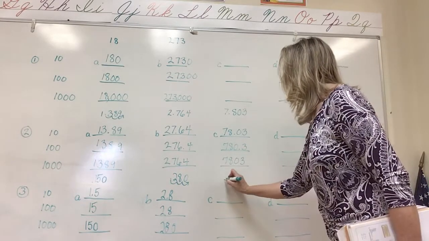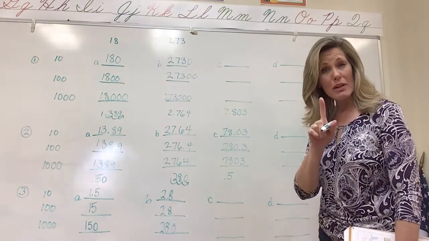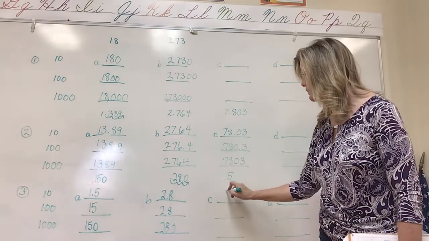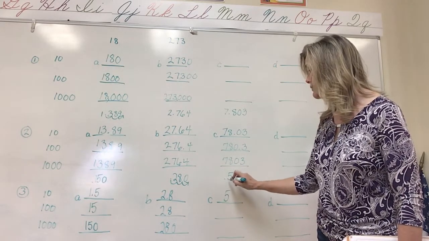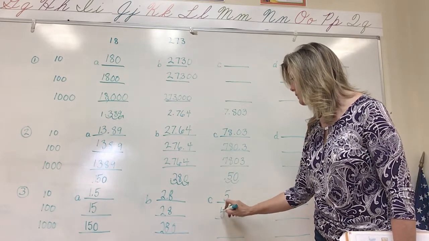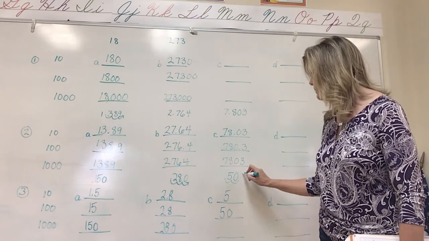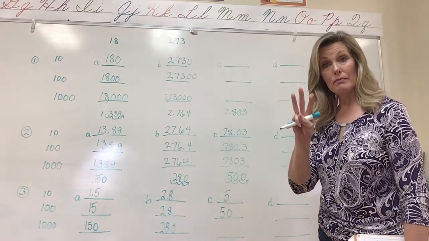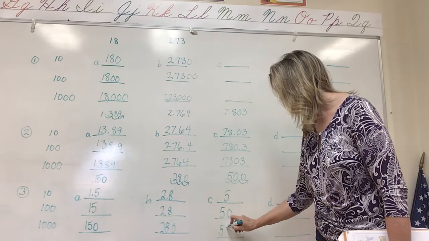Okay. Letter C is 0.5. Well, I'm only starting out with one decimal place, so I'm going to have to annex some zeros here. So if I multiply by 10, I get 5. If I multiply by 100, I have to have two places to move that decimal point, so that's going to give me 50. And if I multiply by 1,000, I'm going to need a third decimal place so that I can move it three places for the three zeros, and I get 500.